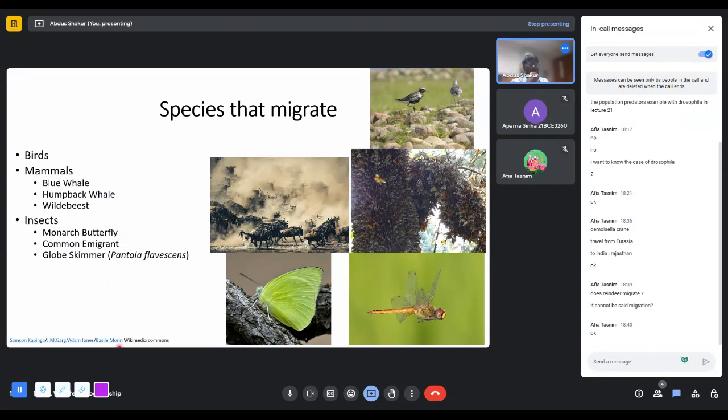So this bird, globe skimmer, it migrates all the way from Africa to India, and then there are fishes that migrate, like salmon. There are multiple species of salmon that breed in the ocean and then migrate upstream to the grounds where they were born to breed and then die. So, what do the species that migrate help with?